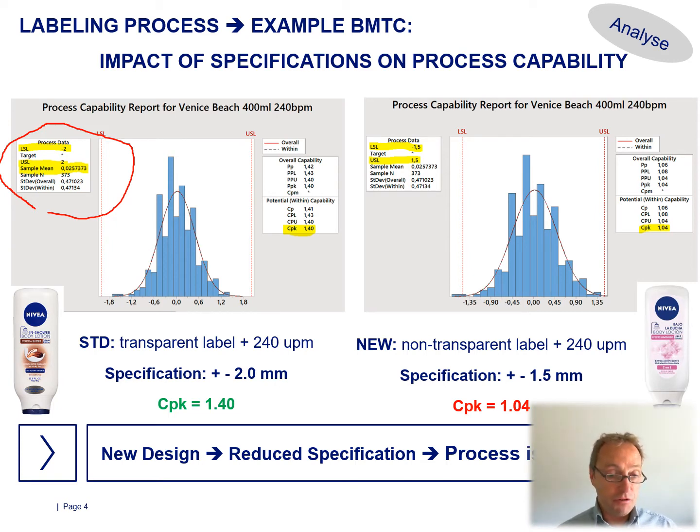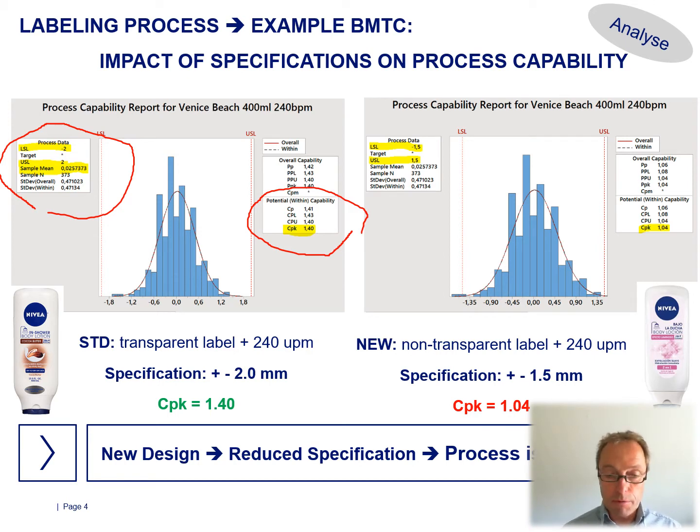Then the number of samples was 373, and the standard deviation of the process was 0.47 millimeter. Whether this is good or bad, it sounds not so bad, but let's see. The outcome is that we have the CP left, CP right, which we just had in the tutorial before. The CP overall is 1.41 and the CPK is 1.40.